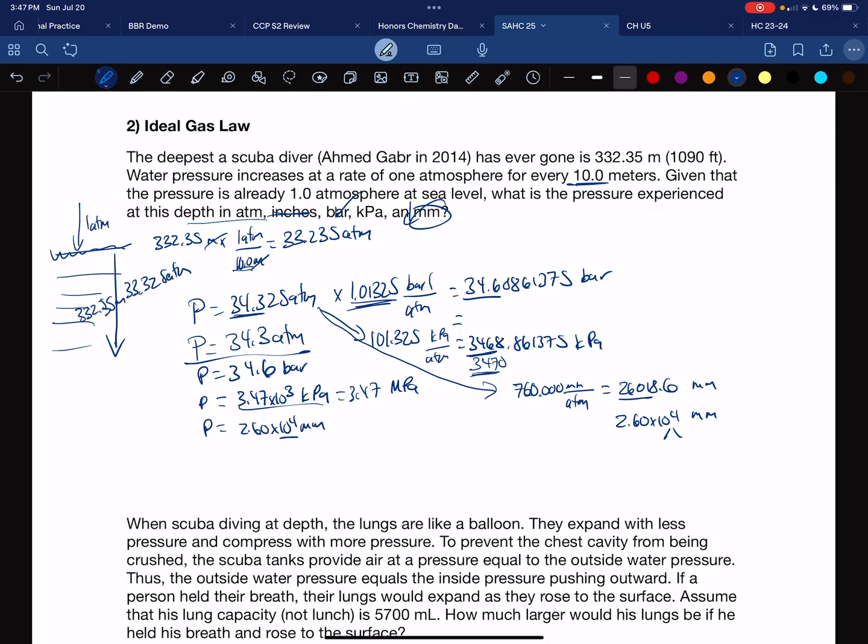But we don't usually like to combine scientific notation powers of 10 and metric prefixes, so we'll combine them. Milli is 10 to the minus 3rd, times 10 to the 4th is 10 to the 1. So 2.60 times 10 to the 1 is 26.0 meters of mercury. And so that's just the fun we had in converting these units.